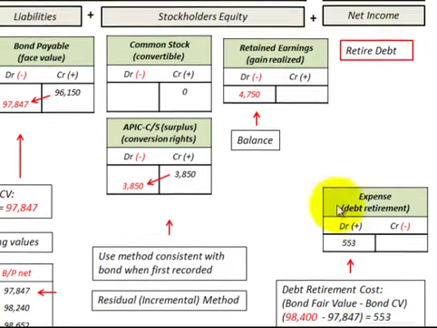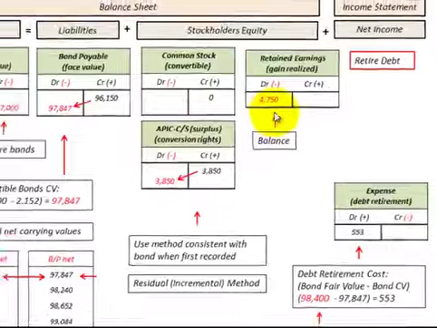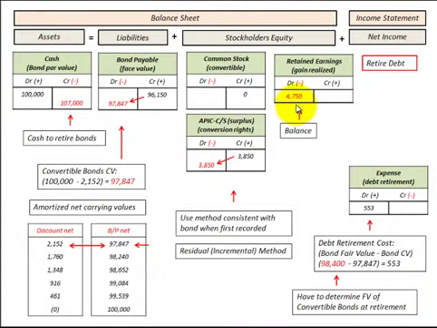Then we go up here to retained earnings, and that's really a balance account between our debits and credits. So we would have debits in bonds payable, additional paid-in capital, and this expense, plus this retained earnings. And that has to balance with the cash that we paid to retire those bonds.